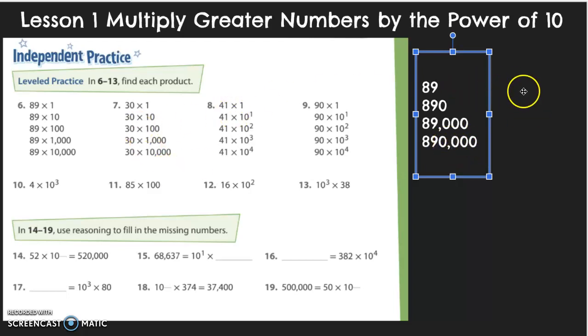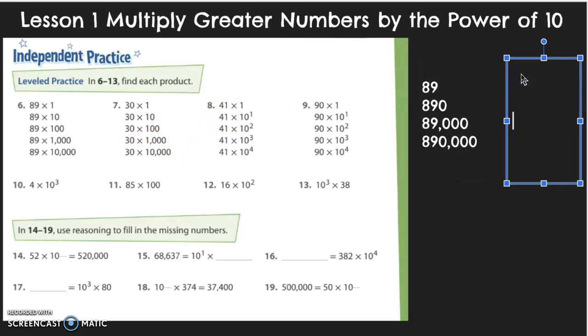Okay, try number 7. Pause the video if you need to. Then we'll come back and you'll see the answer. 30 times 1, 30 times 10, 2 zeros. 30 times 1,000, 3 zeros. And then I got to do 4 zeros.